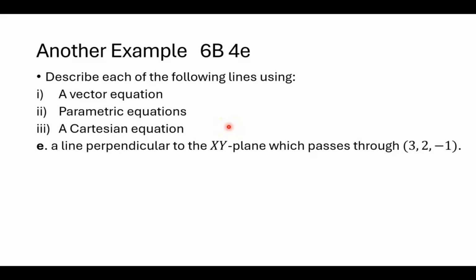Now let's do another example, a harder one. This is from chapter 6B, question 4e of the book. The question asks us to describe each of the following lines using a vector equation, parametric equations, and a Cartesian equation. The one we are going to do is a line perpendicular to the xy plane, which passes through the point 3, 2, negative 1.